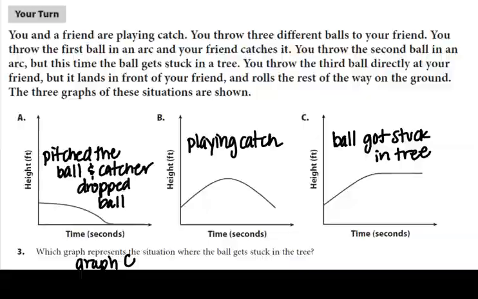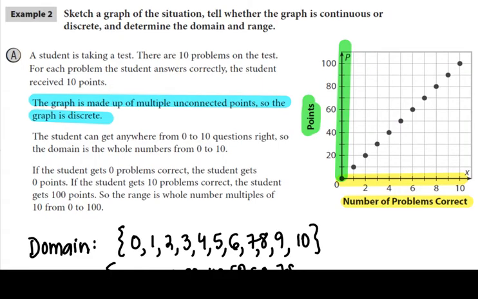Somehow I went right back to where I was. I don't know how that happened. Let's erase this. 70, 80, 90, or 100. So that would be our range. So our domain and our range.